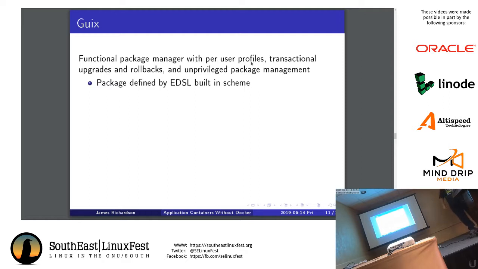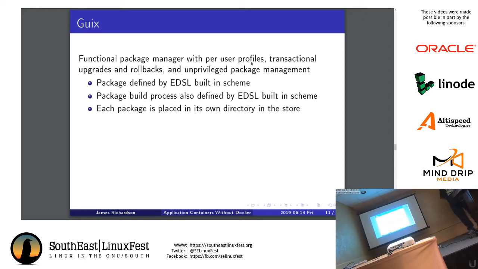Each package is essentially defined by an embedded DSL, which is built on top of Scheme, in particular Guile. And the package build process is also defined by the same DSL. The way Guix achieves this is that every time it builds a package, it looks at the whole dependency tree: the thing you're trying to build, the runtimes it needs, all the libraries, and the bootstrap compilers, and encapsulates all that into a cryptographic hash and stores that particular package in an immutable store that's tied to that hash, so that you can support multiple versions from different people or in different profiles.